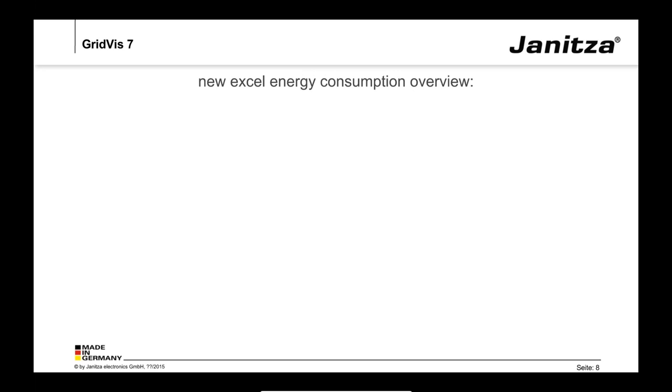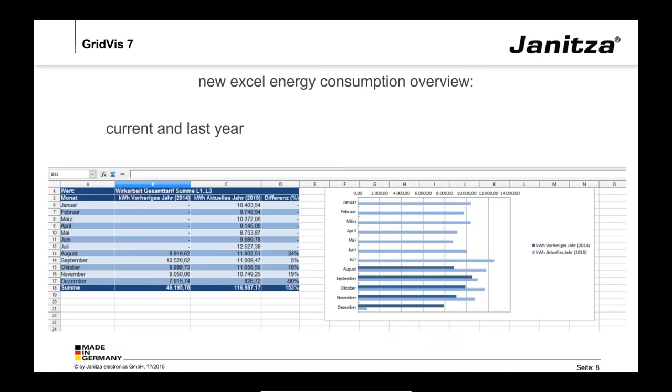First of all, I won't show you the live system. I show you here in the presentation the new Excel sheets or Excel exports. Here you can see the current and last year. Sorry, it's in German, but you see an overview by months, and then you have the possibility to see the graph directly on the right side. You see the consumption, you see the difference between both years in a table, and you have the result here, and on the right side the graphs.